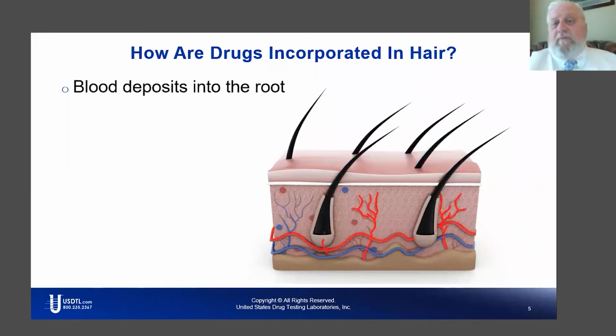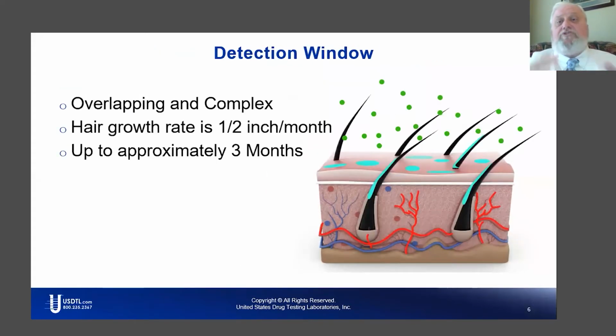Route number 3, and what most people think about with a hair drug test, is that as the blood travels through the hair root as the hair is forming, it will deposit drug and drug metabolite. Then as that portion of hair emerges past the scalp line, which takes about 2 weeks, that portion of hair can be harvested and analyzed. Now, these are 3 very different modes of incorporation, and they're superimposed on top of each other. So it's an overlapping and very complex picture.